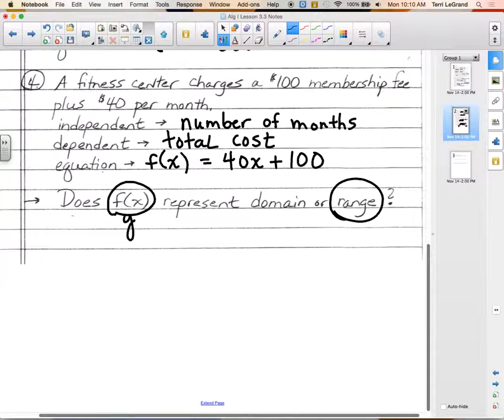Okay. So anybody have any questions on what we've done so far? This is the part that will challenge you probably the most in the homework. Determining those function rules, determining what's the independent variable in the situation, what is the dependent variable in the situation.